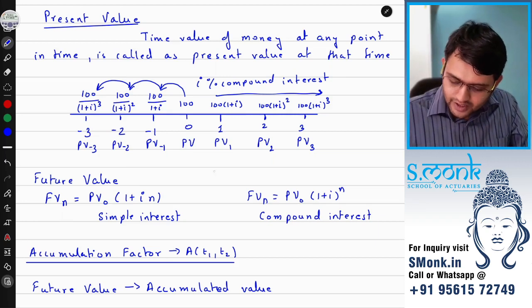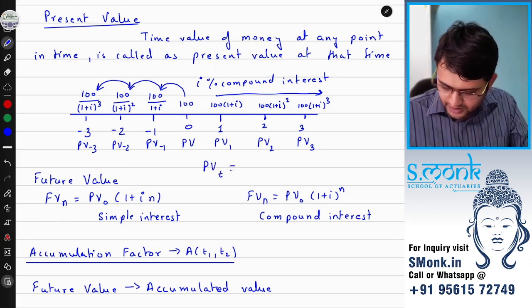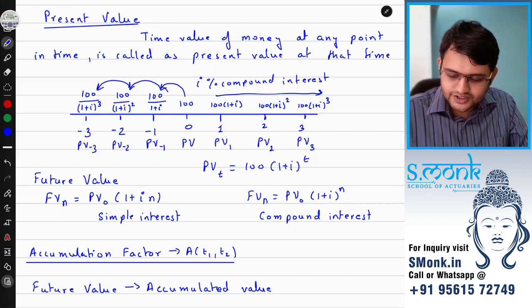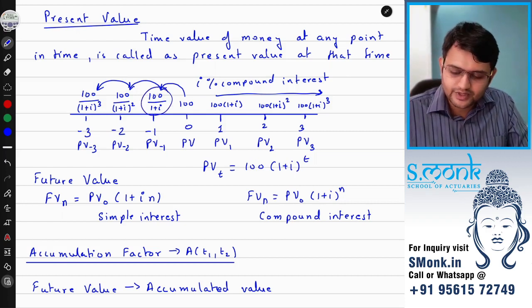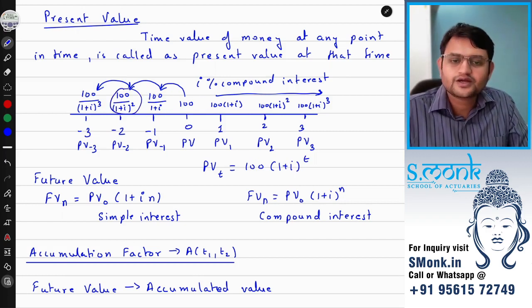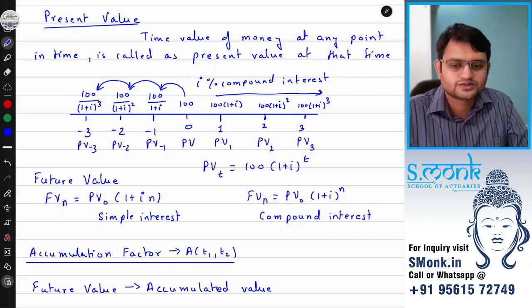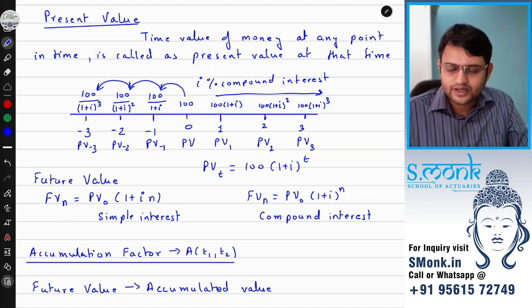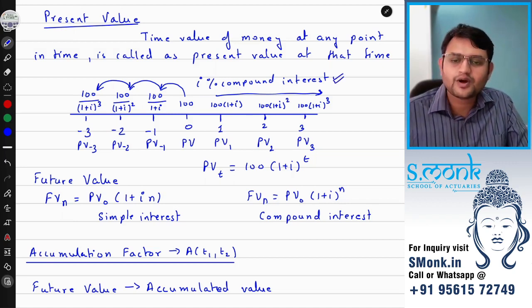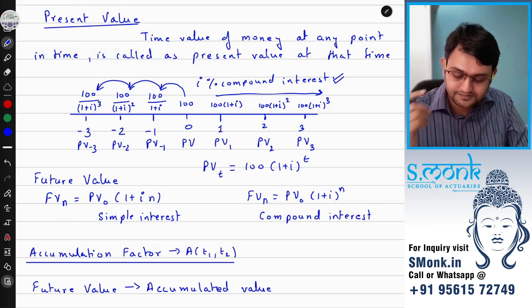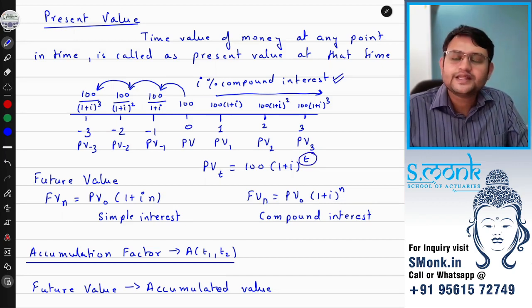In a way, you can say present value at time t is just 100 into (1 + i)^t. Because this is nothing but (1 + i)^-1. This is (1 + i)^-2. This is (1 + i)^-3. Reciprocals. So present value at time t is nothing but 100 into (1 + i)^t, when we are considering compound interest. So t can still be negative, no problem.